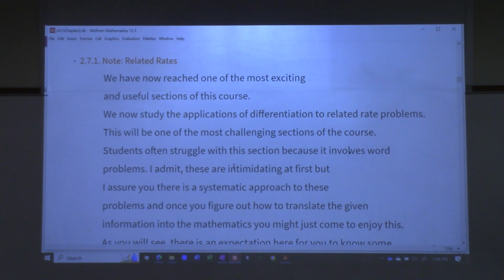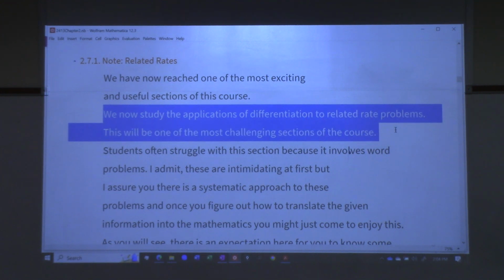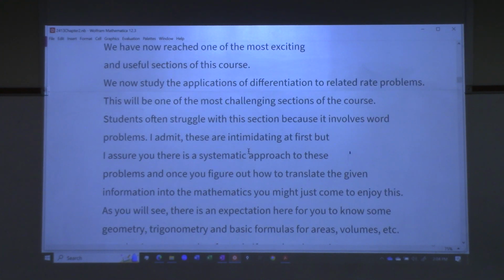So of course we don't start with the most complicated things. So we now study applications of differentiation to related rate problems. This will be one of the most challenging sections of the course. I only say that because historically, if I take a vote at the beginning of Cal 2 and say, what did you not like about Cal 1? Students will say related rates and optimization. Those are the two things that always come out of their mouths. So I'm just telling you what everyone has told me. And when I was a student, I didn't really like this as well.